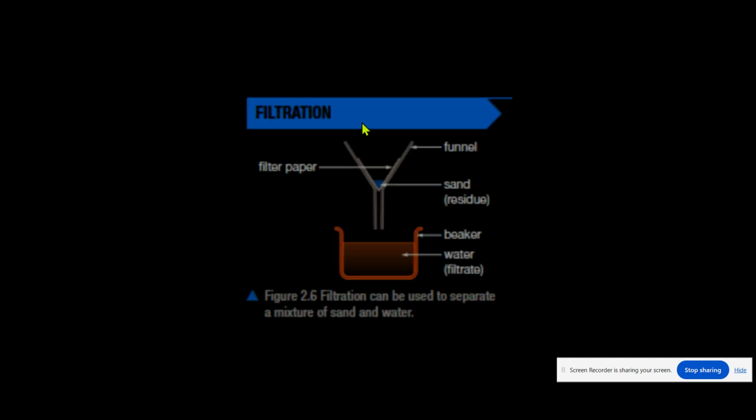Now, filtration is separating the mixture, meaning it's a physical means. Filter paper relies on the particle size. If the particle size is big, it's going to be filtered. If the size is small, it's going to go through. For example, it can separate a mixture of sand and water. The sand gets filtered and water goes through, and we say the sand is residue and water is filtrate.